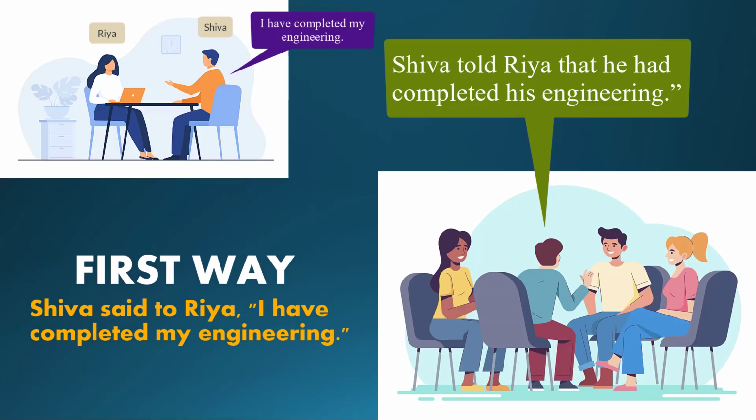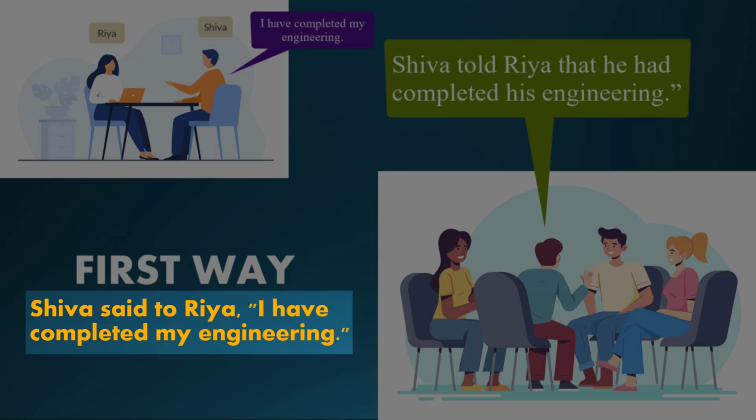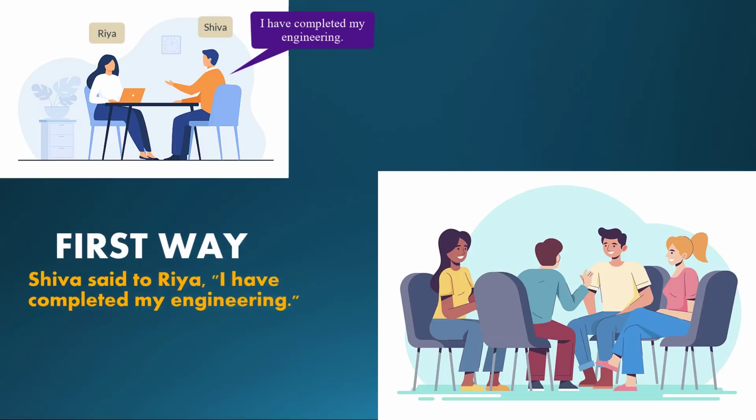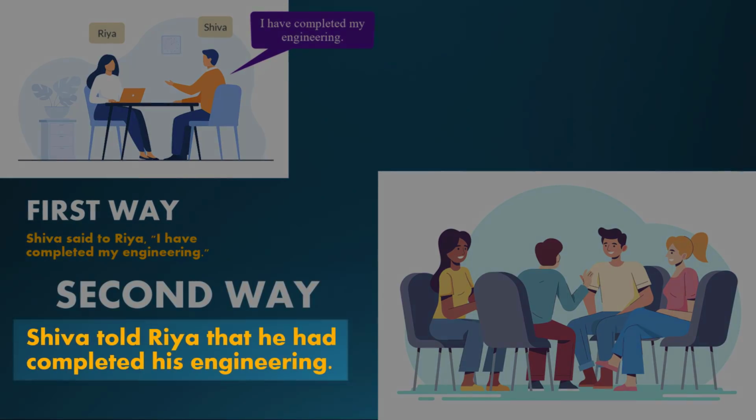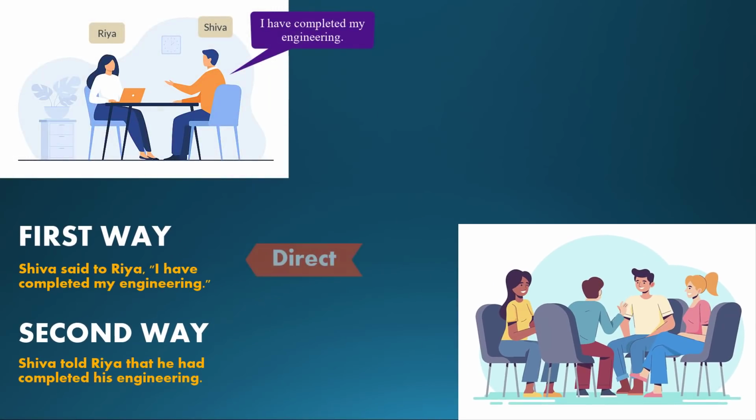See the first way of telling your friends. Shiva said to Ria, "I have completed my engineering." And see the second way. Shiva told Ria that he had completed his engineering. One way is called direct way, and in this way, you don't make any change. And the second way is indirect way. This means you narrate things in your own way, making some changes, adding or removing some of the words. Let's move on further.